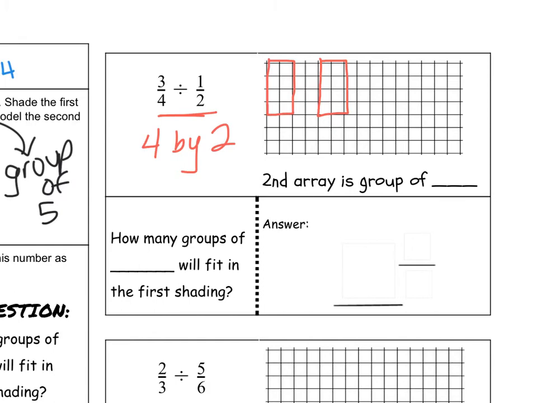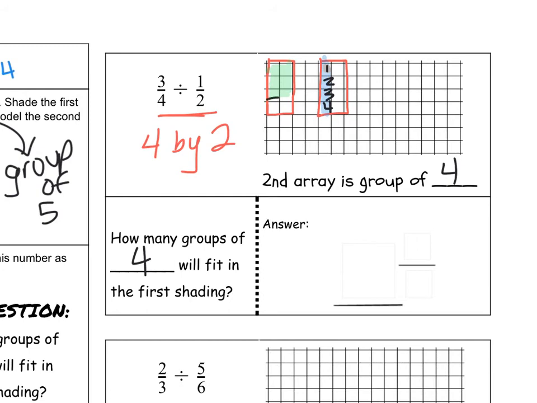I'm shading 3/4. So 3 of my 4 rows are getting shaded. And in my second one, I'm shading half of it. So 1 of my 2 columns is getting shaded. So my second array is a group of 1, 2, 3, 4. So my second one is a group of 4. So my question is, how many groups of 4 will fit into my first array?